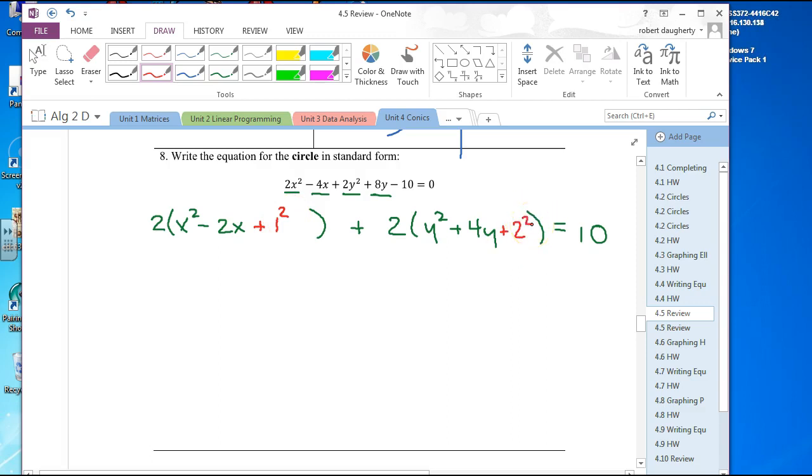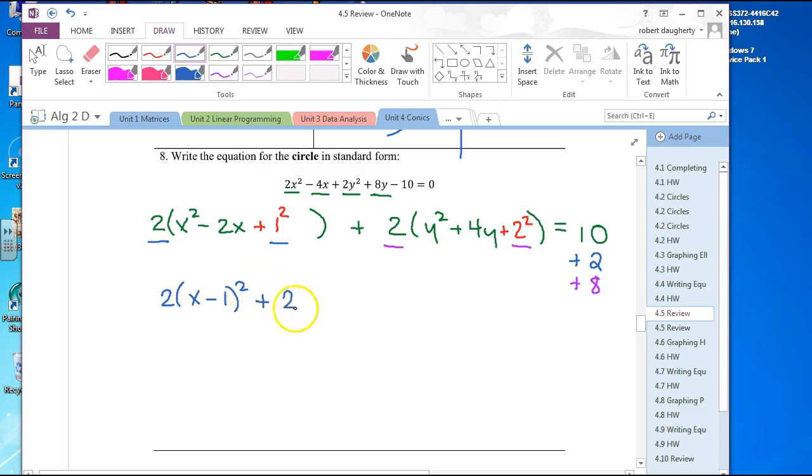But how did I really change the equation? This is adding 2, so I'm going to write a plus 2 over here. And then if I look right here, this is adding 2 times 4, this is adding 8. So I need to add 8 to this side. So now what I get is 2 times (x minus 1) squared plus 2 times (y plus 2) squared equals, this is what, 12 plus 8, this is 20.